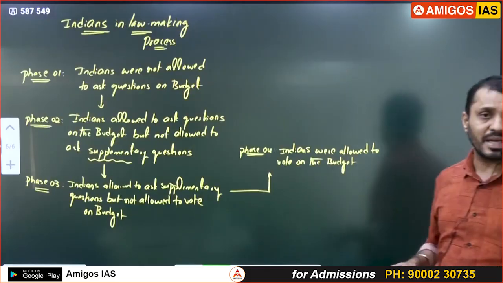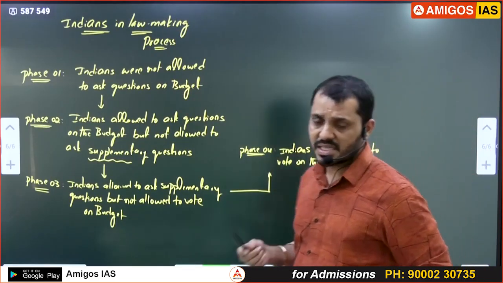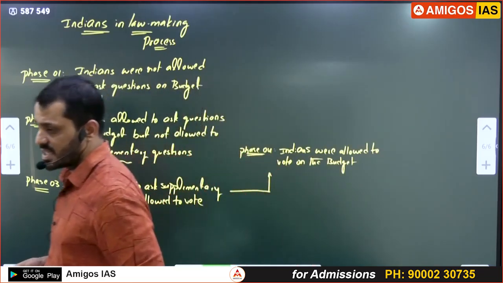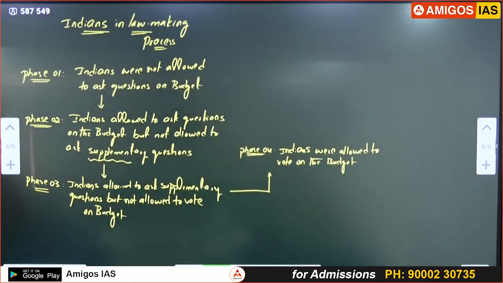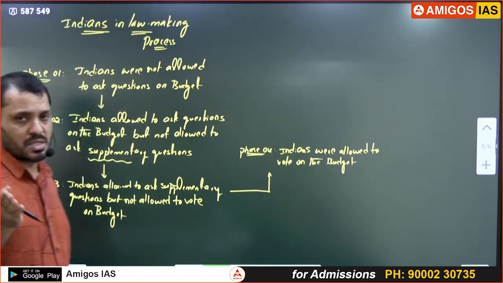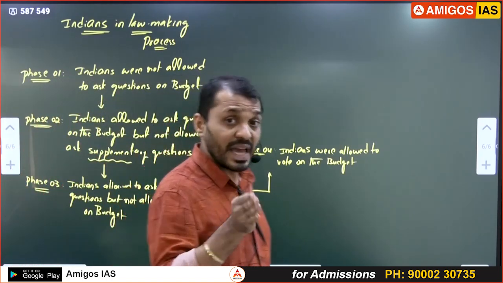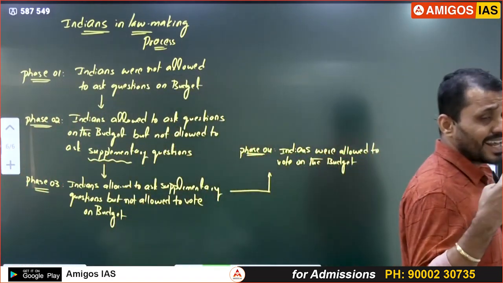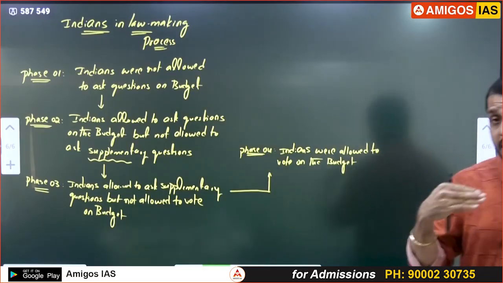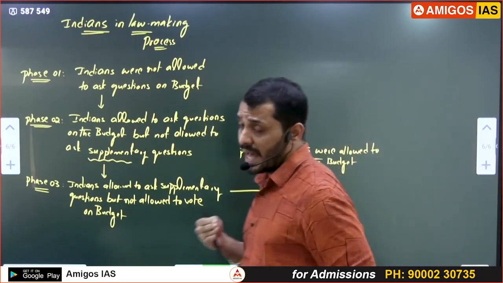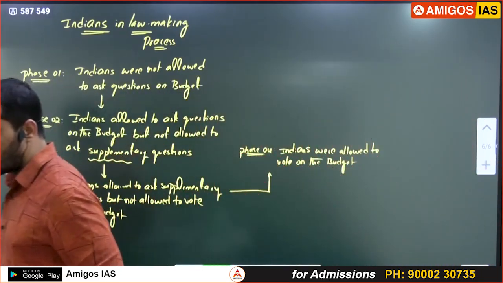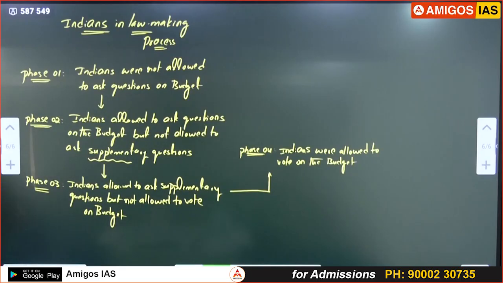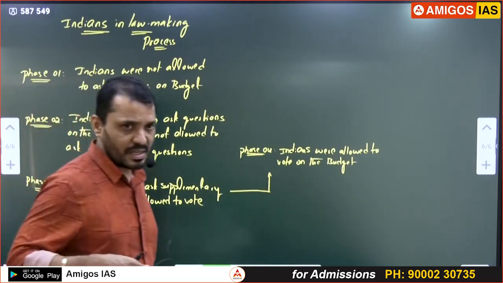Regarding Indians in lawmaking bodies, we know that Indians started their journey in lawmaking bodies in 1861, but that was never smooth. We did not get actual powers. Initially, we were allowed to ask questions on anything except the budget. Later, they allowed Indians to ask questions on the budget, but not additional explanatory questions. Then supplementary questions were allowed, and finally, we were allowed to participate even in the voting as well. Are we clear about this?